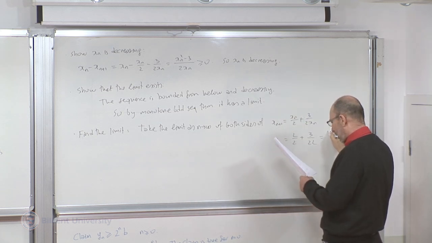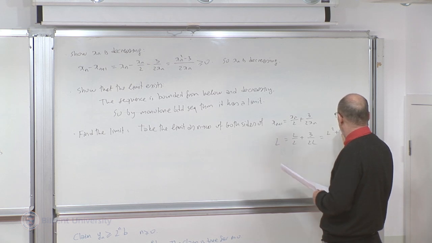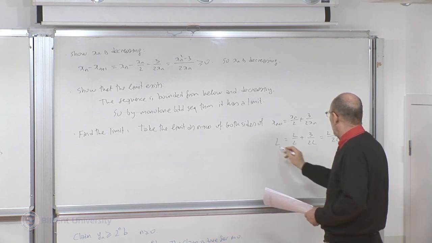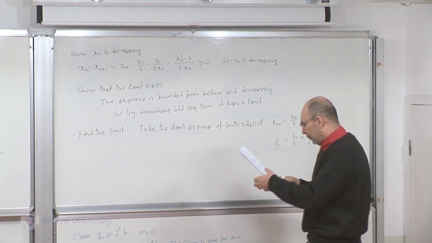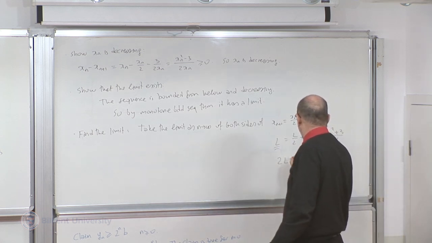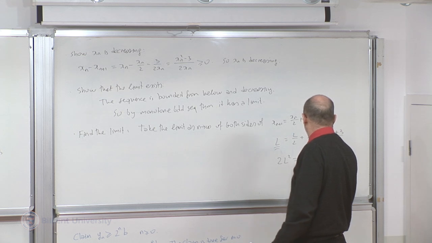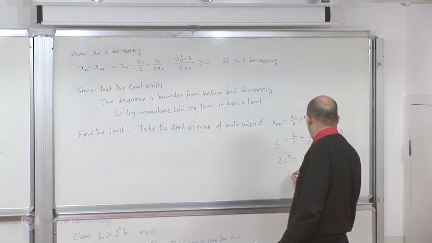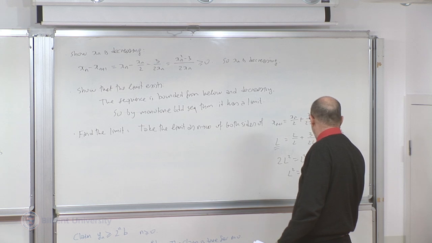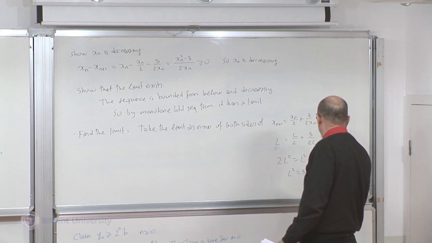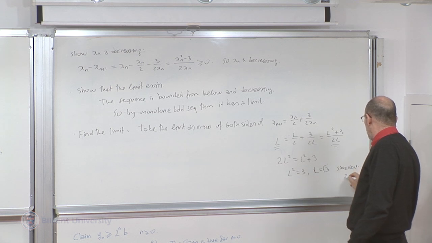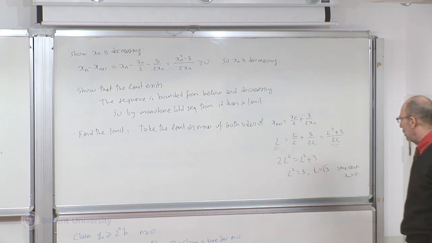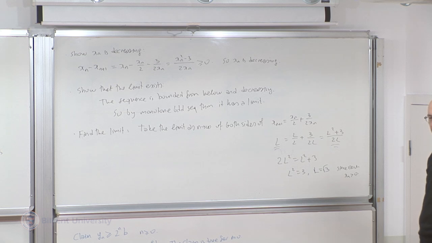You get L over 2 plus 3 over 2L. So this is equal to this. Okay, so you have 2L squared equals L squared plus 3. L squared is equal to 3. And L equals plus square root of 3 since each x_n is strictly positive. So it can't be negative square root 3. Okay, so this is the usual thing.